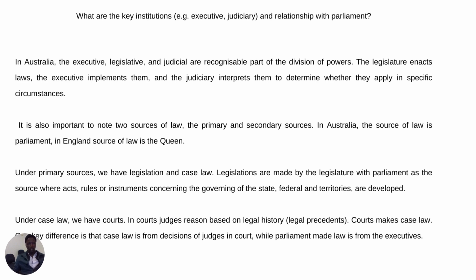So let's say because they've looked at certain legal precedents and they found that there's not any similarity to the current facts before the court in a different case, then the court can make a determination, and within that determination, they can decide either to make a different case law or, based on the circumstances, come to a different conclusion as well. So one key difference is that case law is from the decisions of judges in court, while Parliament-made law is from the executives.